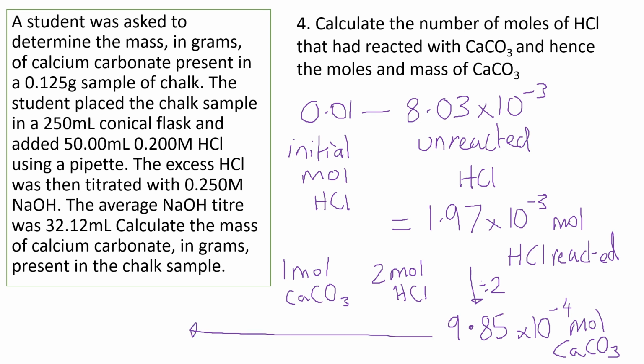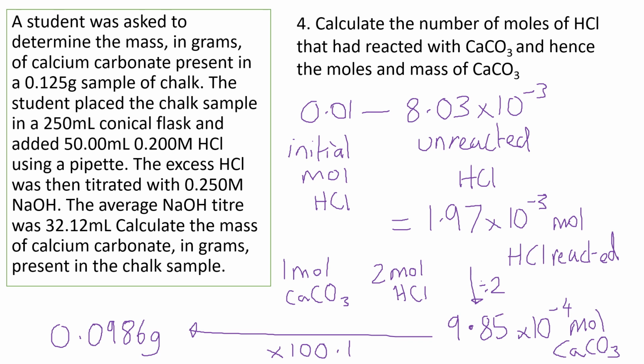And then to work out the mass of calcium carbonate, we have to times by the molecular mass of calcium carbonate. So we have to times by 100.1. And then that comes out as 0.0986 grams when given to 3 significant figures.